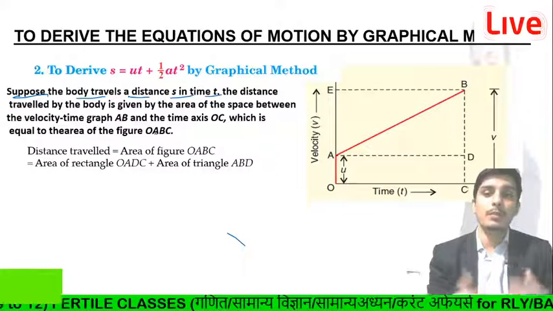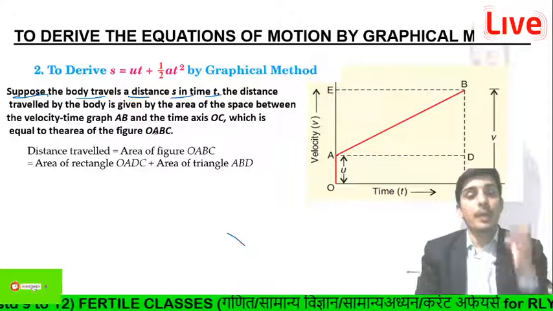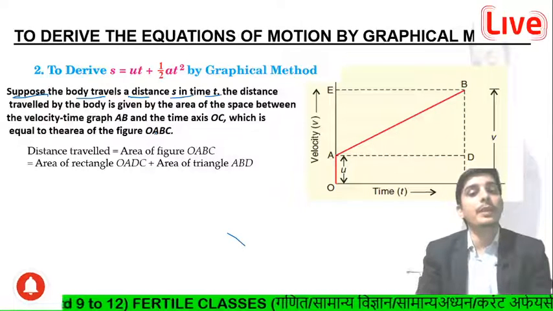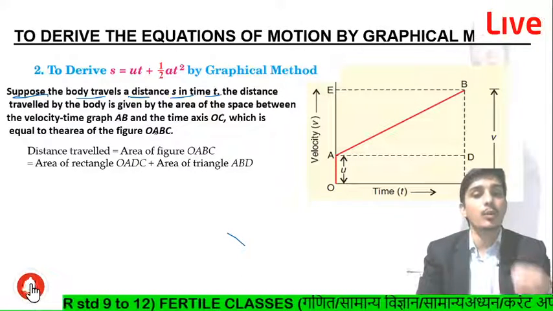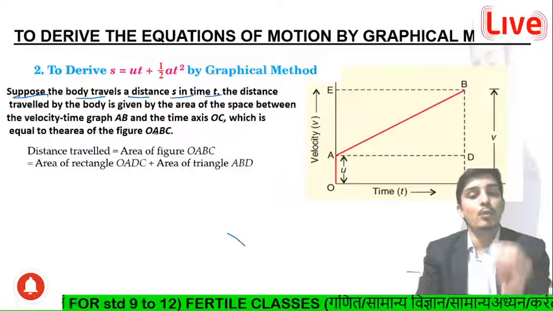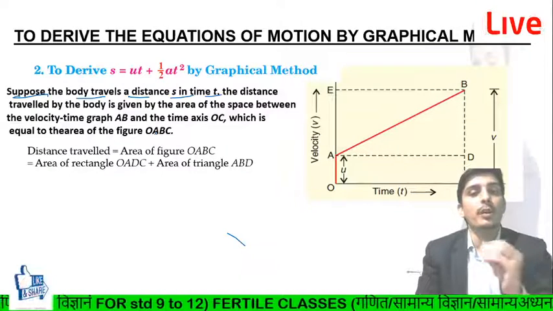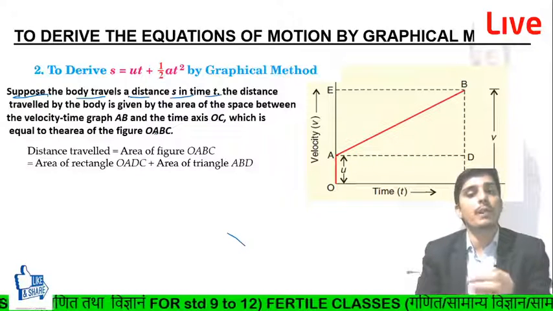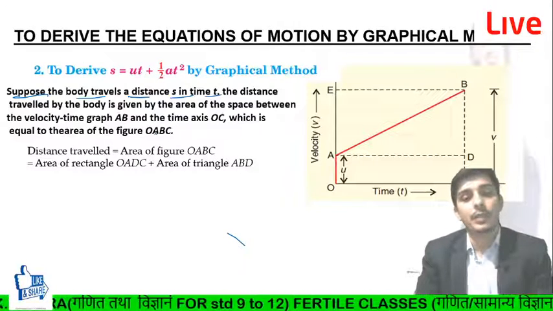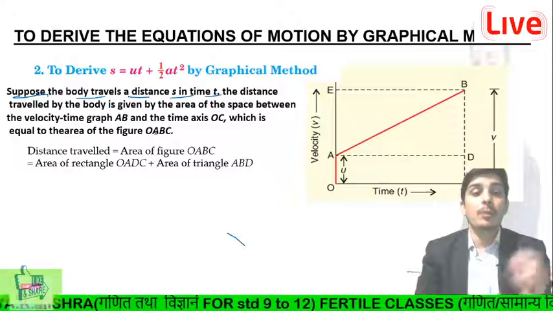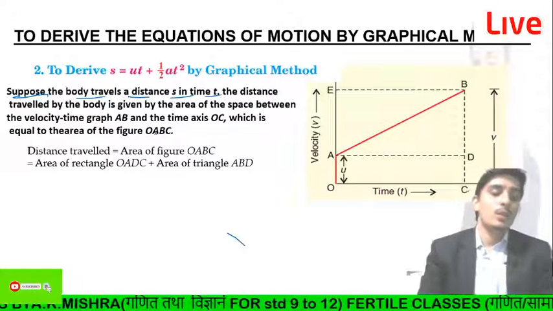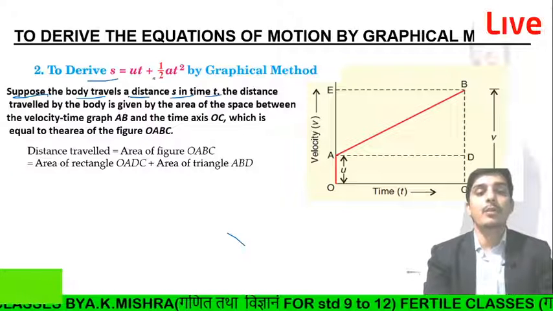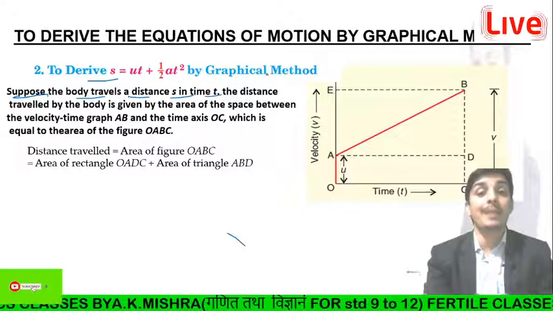Actually I am deriving the equation of motion by the graphical method a second time, because so many students were asking for the derivation of the equation of motion by the graphical method one more time, right? So that's why I am going to derive it. Okay guys, so derive s equal to ut plus half at square by the graphical method.